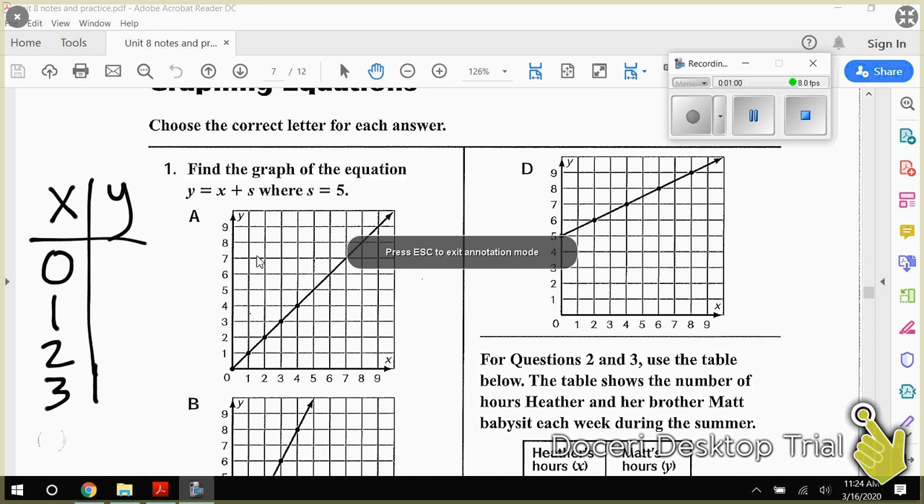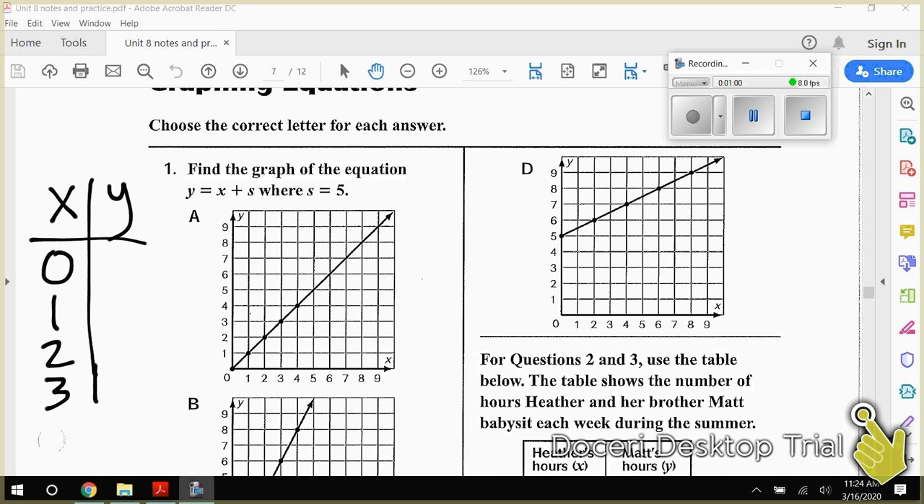Again, I'm trying to figure out which graph matches, so I've got to get the data from the graph to test it. All these graphs have 0, 1, 2, and 3 in them. Now, we know what s is. S is 5. We know what x is because we're just putting those values in. So now we just have to figure out what the output value is.